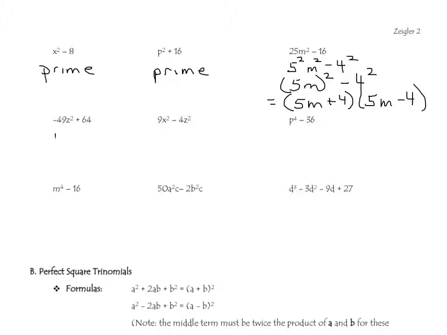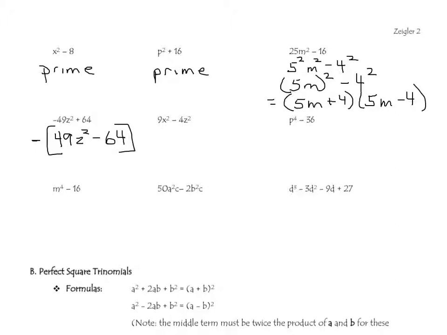-49 is 49, and negative 1 times 64 makes that a minus 64. But you have to put a negative out in front because you've just multiplied everything by negative 1, so that's like pulling out a common factor. And you can check that by distributing that negative sign. Negative times 49z squared gives you negative 49z squared. Negative times negative 64 gives you positive 64.